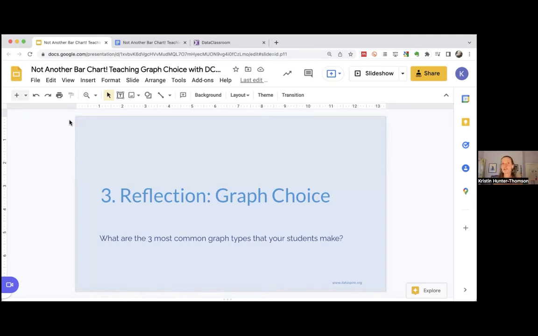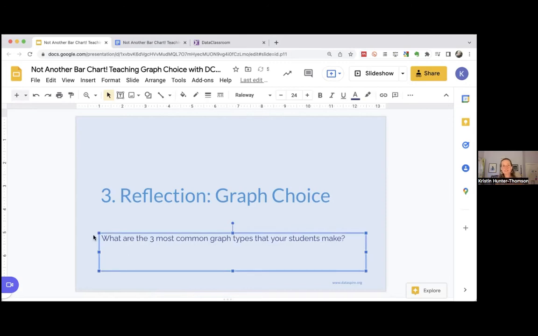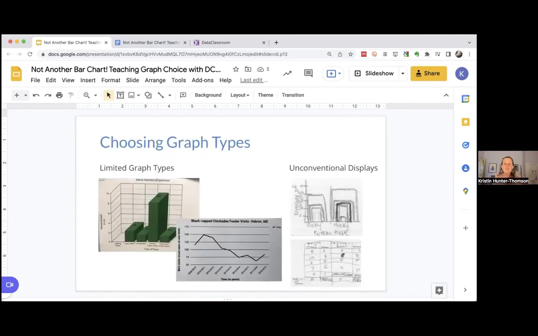And this is how it goes with hundreds of thousands of teachers that I talk to. And this is how it went with my students when I was in the classroom. I used to teach middle school science. Our students have limited graph types that they often go to. The good old bar, the good old line chart.